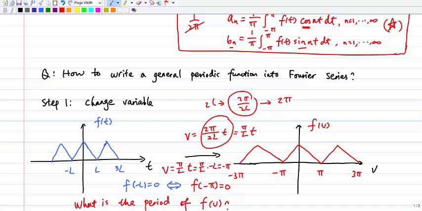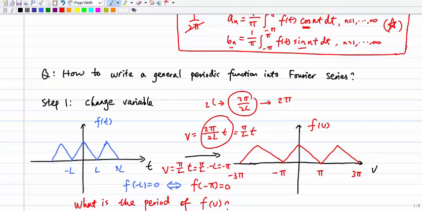Now, if you do a change of variable, v is 2 pi over 2L times t, which means v is pi divided by L times t, because the 2 in the numerator and denominator cancel out. So v is pi over L times t. If I do this change of variable, it's still a periodic function, of course.